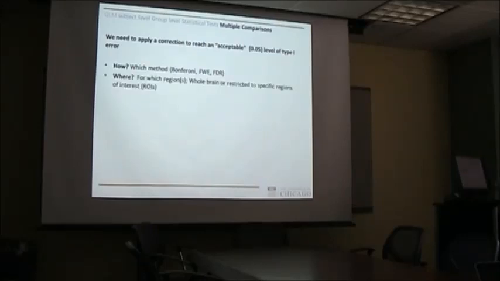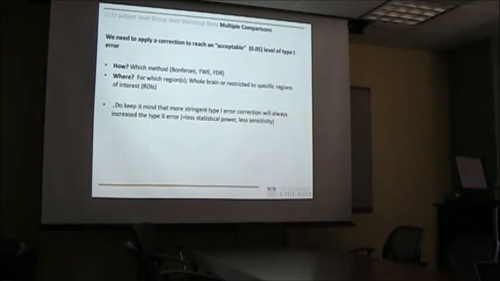And then another issue is, in other words, for which regions do you want to use it? For the whole brain? Do you want to correct for all the tests that you did in the whole brain, or are you saying, well, I'm actually not necessarily interested in every part of the brain, but maybe just a sub-part of the brain that I'm really interested in, and I'm only going to correct for that part of the brain. So you have these two issues that are important in applying these corrections for multiple comparisons.